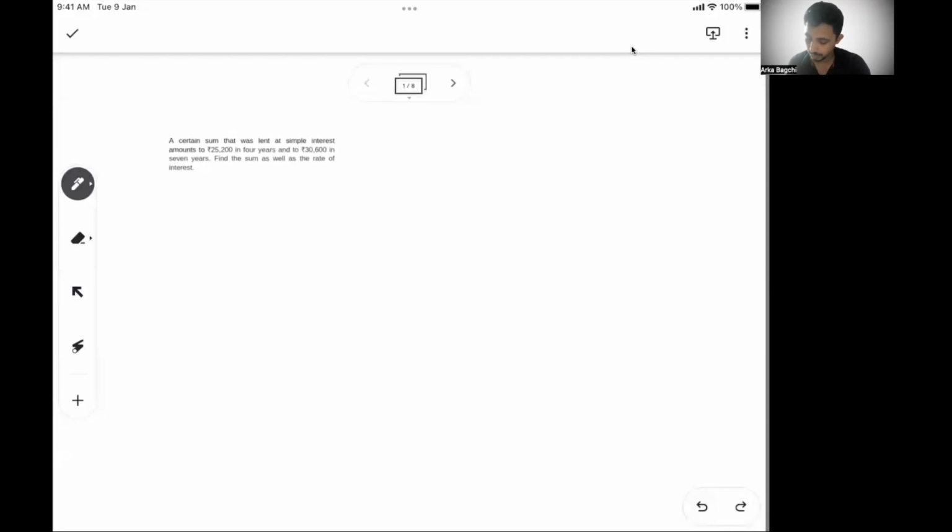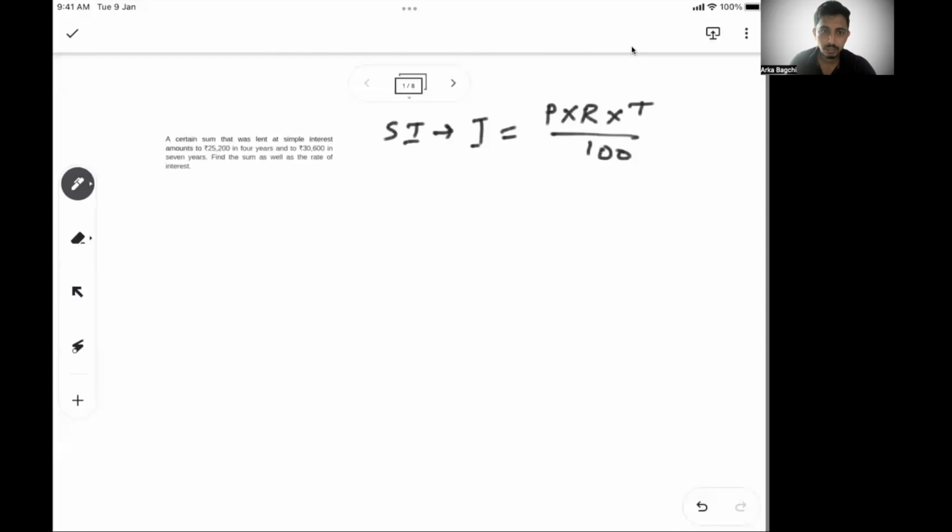The problem says a certain sum was lent at simple interest, and it amounts to 25,200 in 4 years and 30,600 in 7 years. Find the sum as well as the rate of interest. The important thing is it's a simple interest problem. What is the SI formula we know? Interest is principal into rate of interest into time by 100. What is the amount formula? Amount is principal plus interest.